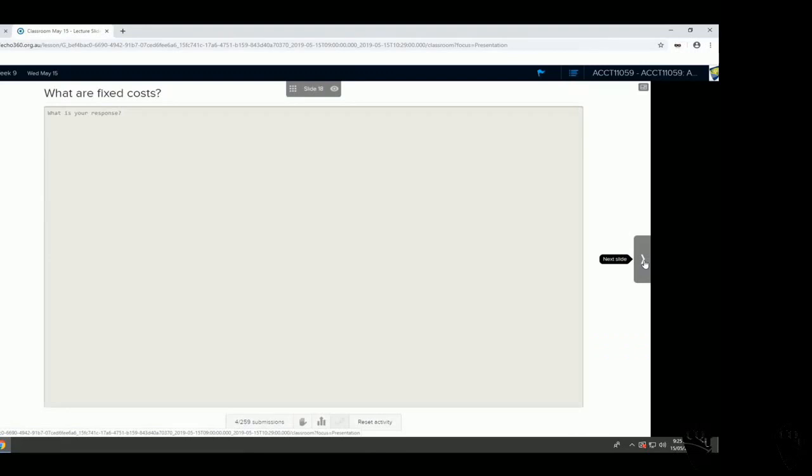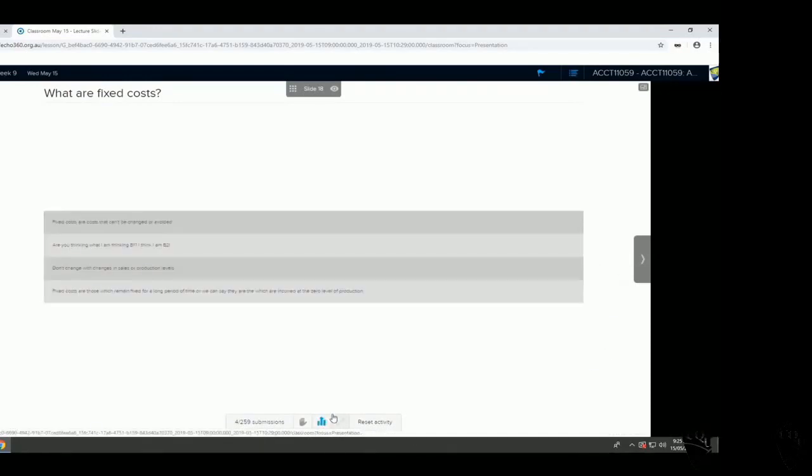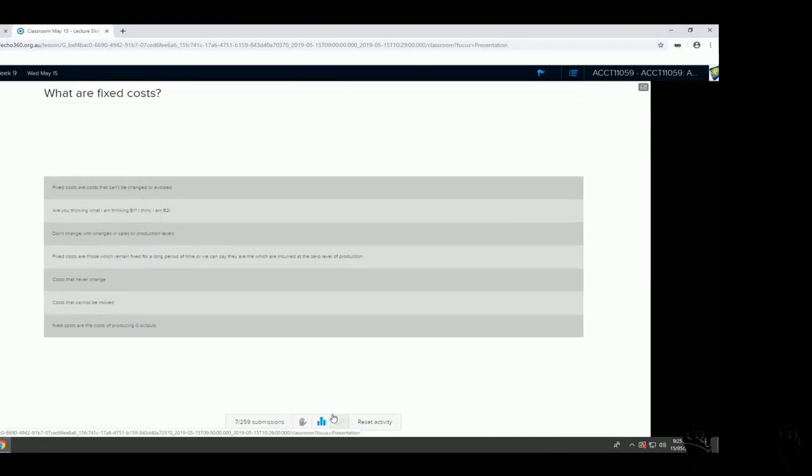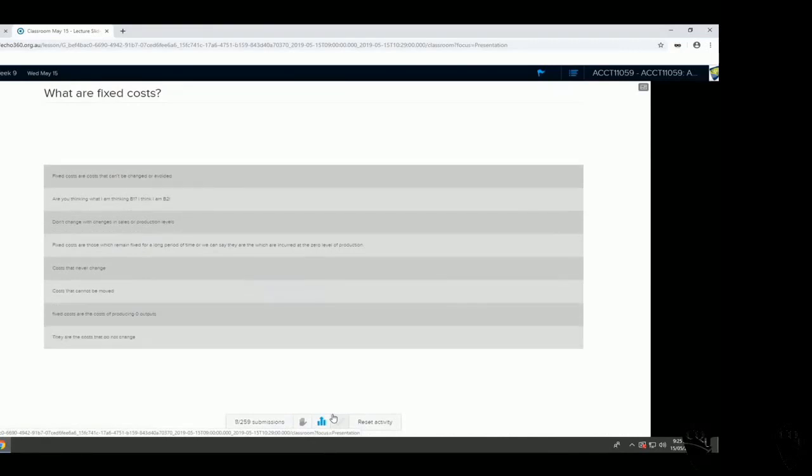So, first of all, what are fixed costs? Just write down quickly, what do you think fixed costs are? Fixed costs are costs that can't be changed or avoided. Well, it's not true, is it? You can close down factories, you can do all sorts of things with fixed costs, you can certainly manage your fixed costs. They can be changed. Fixed costs will change with inflation.